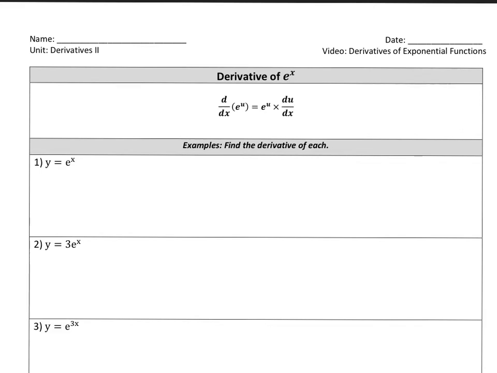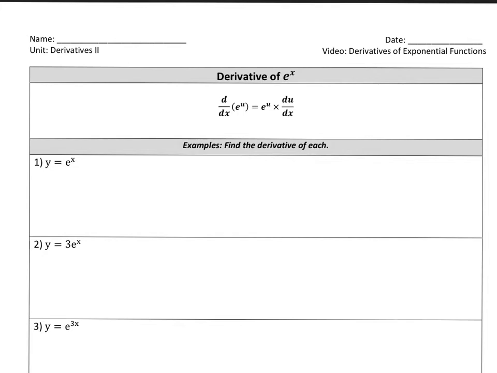Everyone, in today's lesson, we're going to talk about derivatives of exponential functions. So first, we're going to start with e to the x. If I want to find the derivative, d/dx, of e to the u, e to some power, the derivative is equal to e to the u, the same thing as the original, times du over dx. And du over dx means find the derivative of this u, or this power.